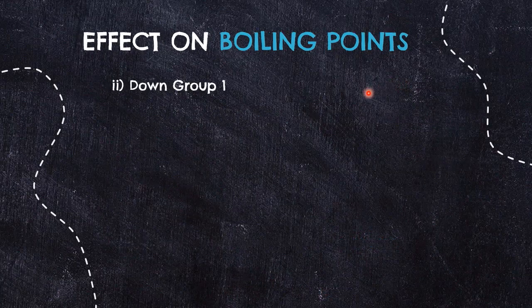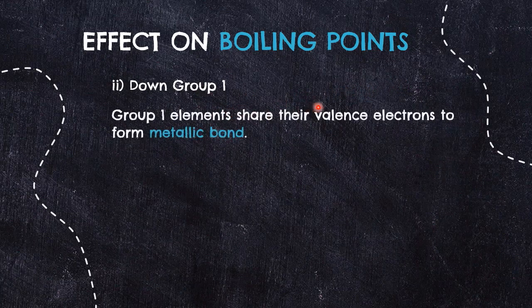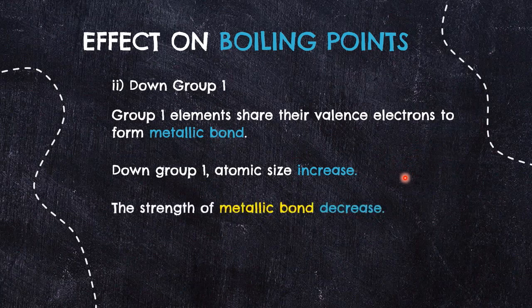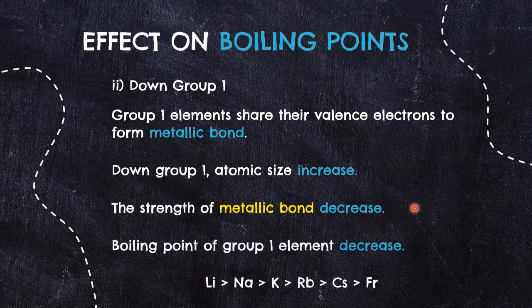For the second variation in melting points, we're going to look at the down group 1 trend. So group 1 elements share their valence electrons to form metallic bonds. Down group 1, the size of an atom gets bigger, which then results in weaker metallic bonds. So these weaker metallic bonds tell us less energy is needed to overcome the forces between them. Hence, melting point decreases from lithium to francium.